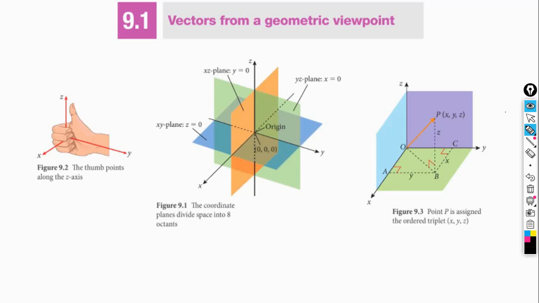Choose three mutually perpendicular axes, as you can see here in Figure 9.1. That's going to be our system of reference. The orientation of the system is right-handed in the sense that if you hold your right hand so that the fingers curl from the positive x-axis towards the positive y-axis, your thumb points along the z-axis, as you can see here in Figure 9.2.